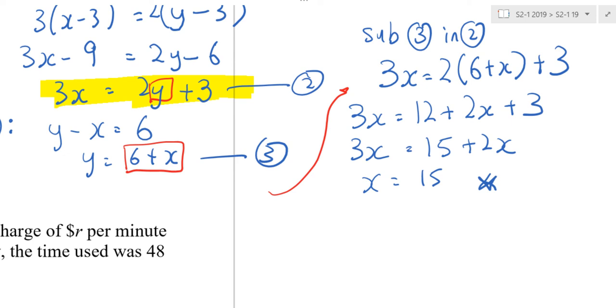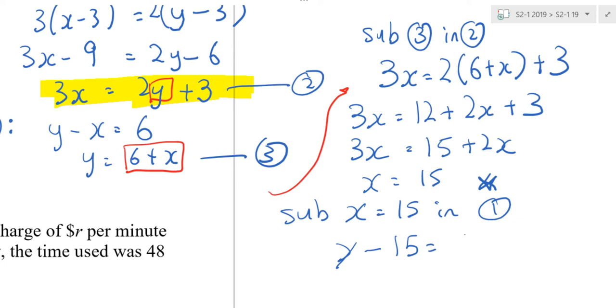I want to find x, so both sides must minus 2x. Then I get this. After I have this, I need to sub back. Either to equation 1, equation 2, equation 3, up to you. Okay? So can I sub? In equation 1, y minus 15 equals 6. Y equals 21. Is this okay?